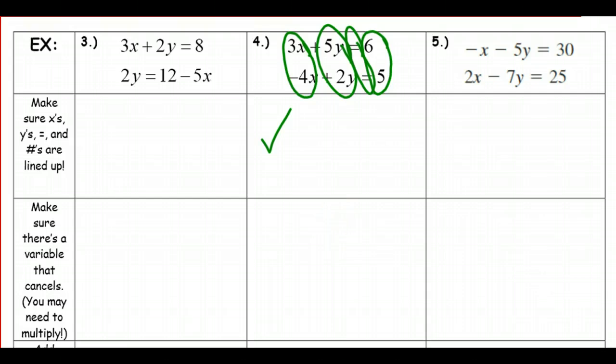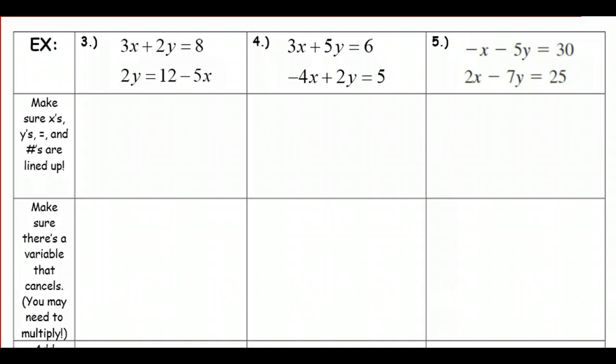All right, in step 2, we need to make sure that there are opposite coefficients. Well, if I look at my x terms, 3 and negative 4, those aren't opposite. Then I look at my y terms, 5 and 2. Well, those aren't opposite. So, what can I do?